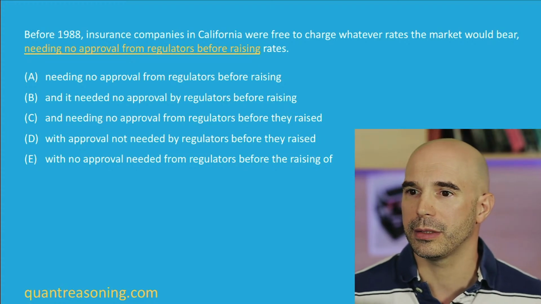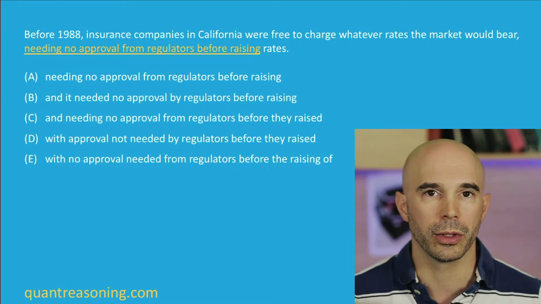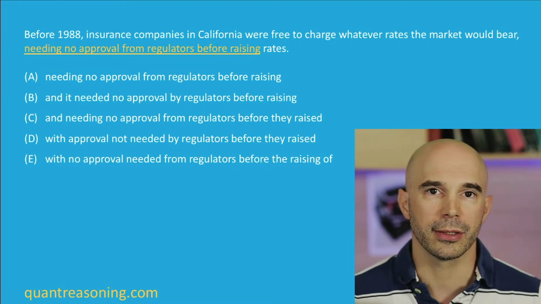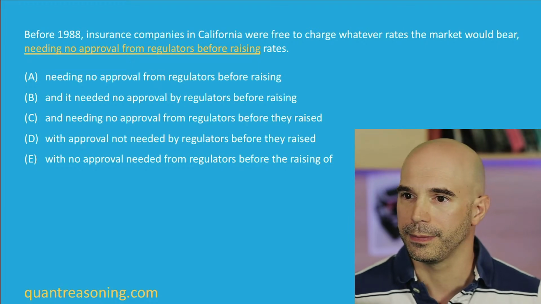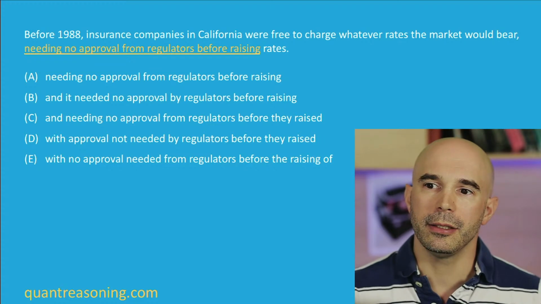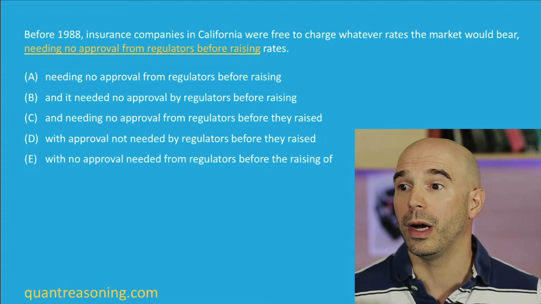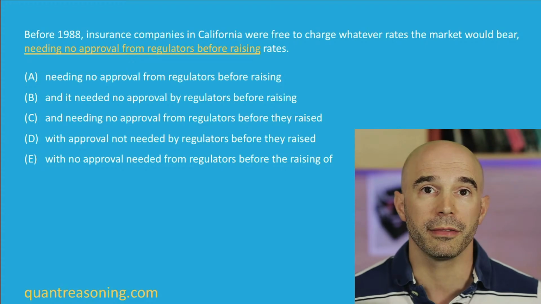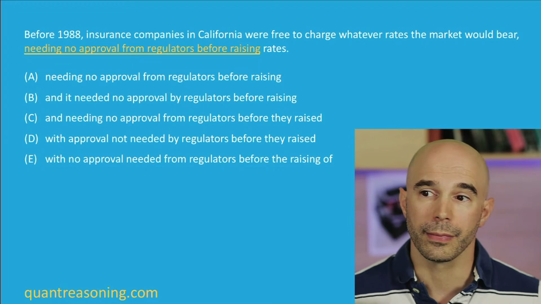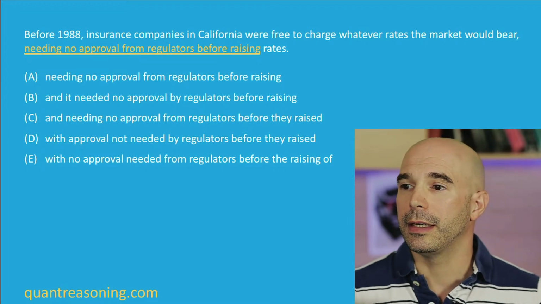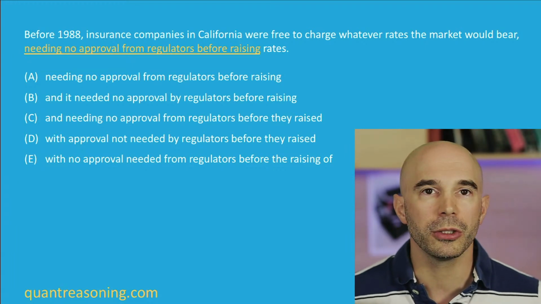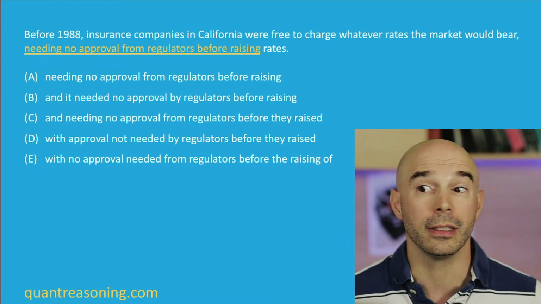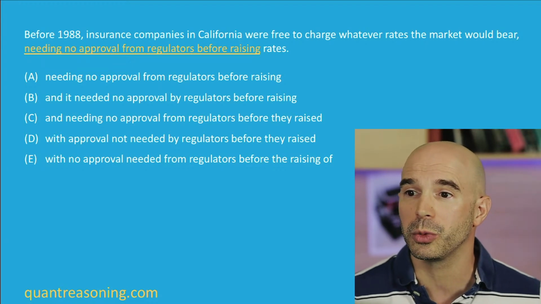Why didn't the author just finish the sentence after the word bear? Why not just stop there? Why do we need a second piece? Is the second piece giving us a reason for why the insurance companies were free to charge whatever they wanted? Is it giving us an explanation of the manner in which they were free to charge whatever rates they wanted? Is it giving us an unintended consequence of the fact that they were free to charge whatever rates they wanted?